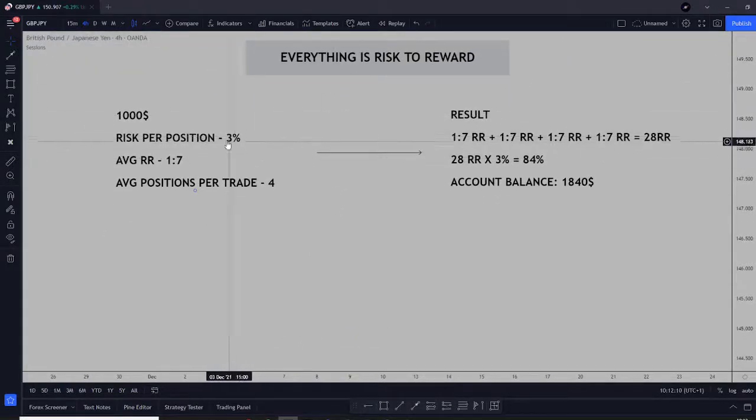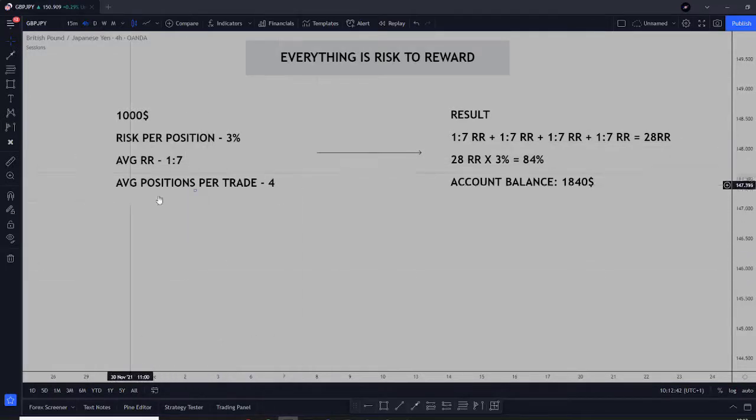Okay, so if you're risking 3% per trade, our average risk to reward is 1 to 7 risk to reward. This is combining all the positions that we usually add. So the first position that we enter is usually the best risk to reward. The first position might be 1 to 10, and the second one might be 1 to 6. Maybe the third one is going to be 1 to 5. Maybe the fourth one is going to be 1 to 4.5. So all in all together combined, our average risk to reward is 1 to 7, of all positions combined together.